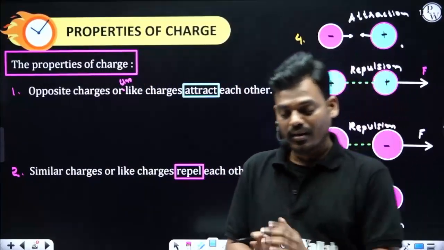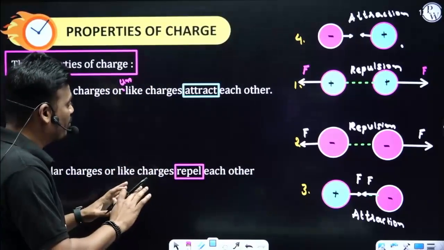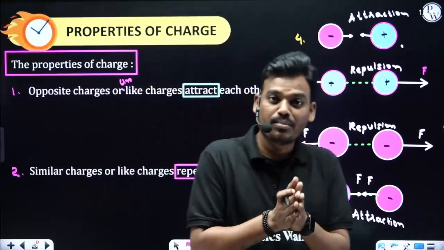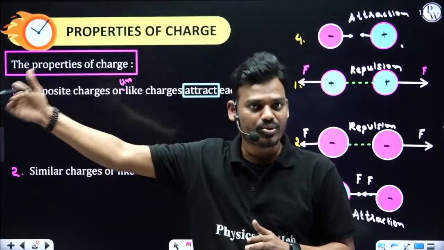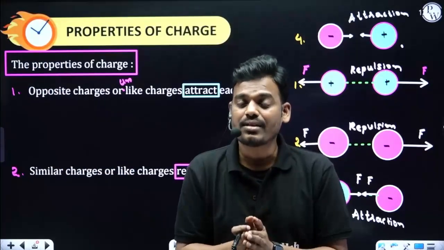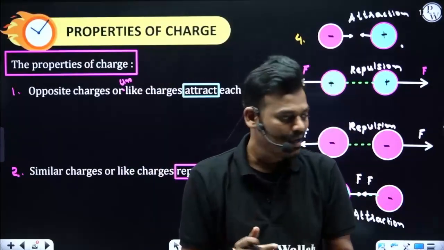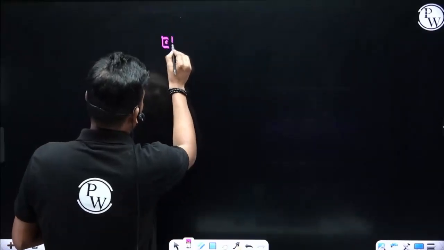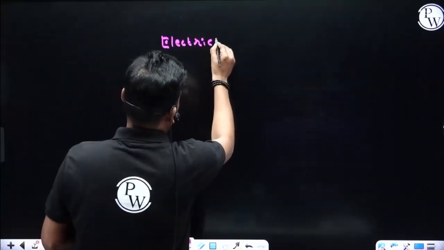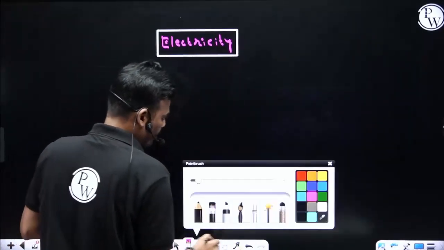Now what next? Here we have a charge, which we already know. What after this? Charges may be in the state of rest or in the state of motion. So based on the state of the charge, we have two different branches of electricity. Let's see what those two branches are. Electricity is divided, or categorized, into two very important parts.